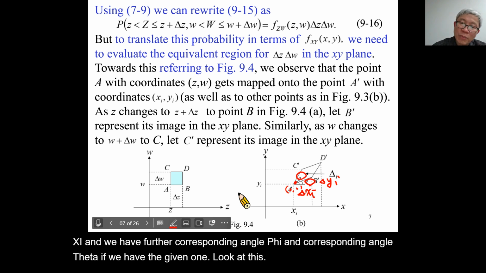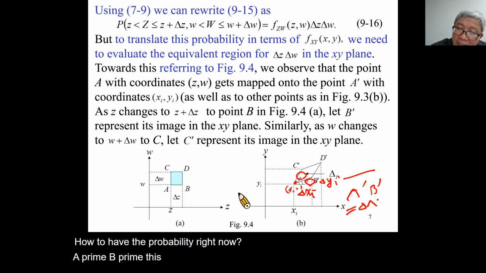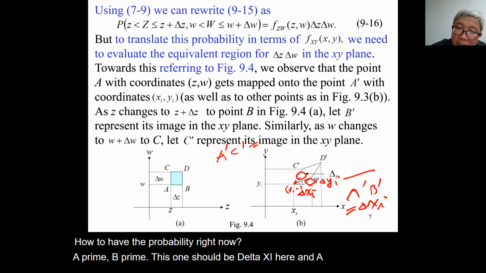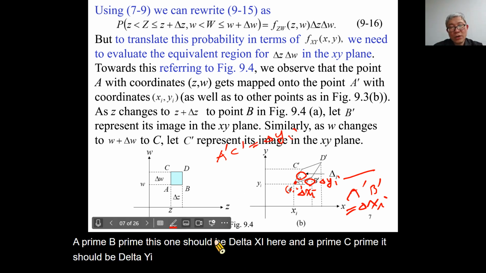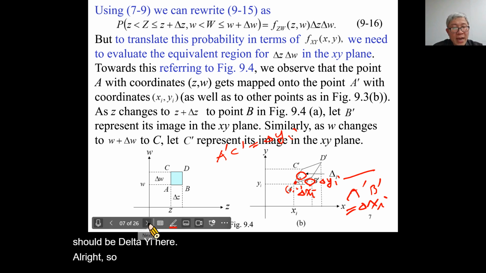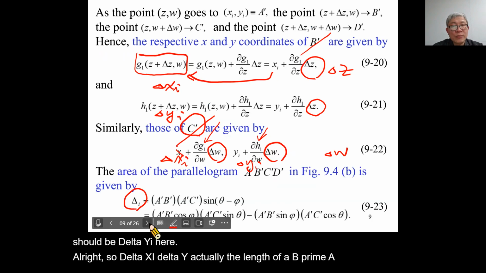How do we get the area? Right now, for A prime, B prime, this one should be delta xi here. And A prime, C prime should be delta yi here. Alright, so delta xi and delta yi are actually the lengths of A prime B prime and A prime C prime.